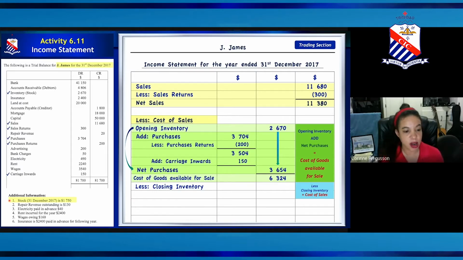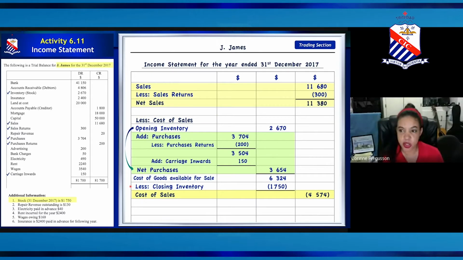So your closing stock is 1,750. So you're going to put that here, right underneath your cost of goods available for sale. Once again, the brackets signify that you have to subtract it. So you're going to subtract it. See, less closing inventory. And the answer that you're going to get is called your cost of sales, which is what we have been calculating. That is the end figure. And that is the figure that goes into your final column.